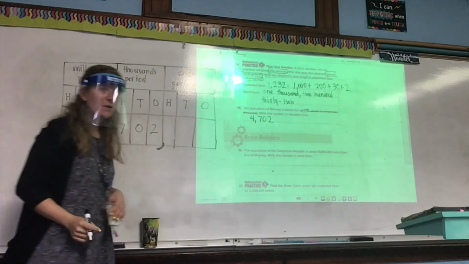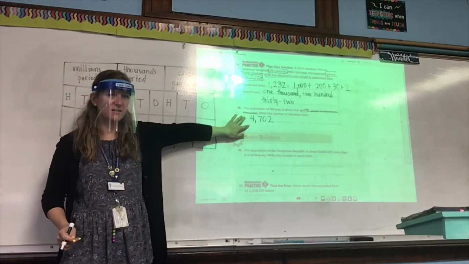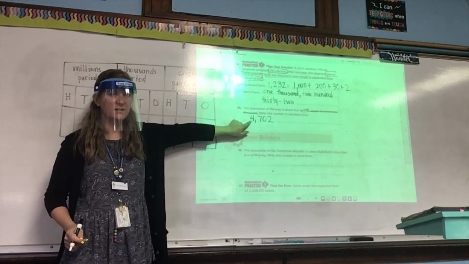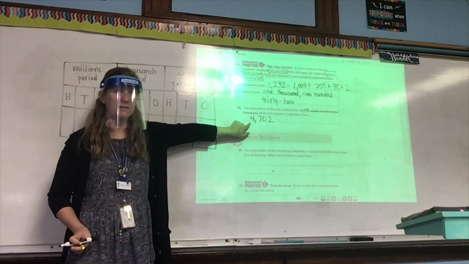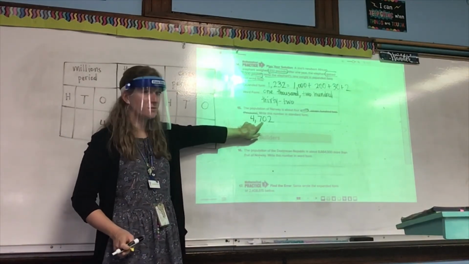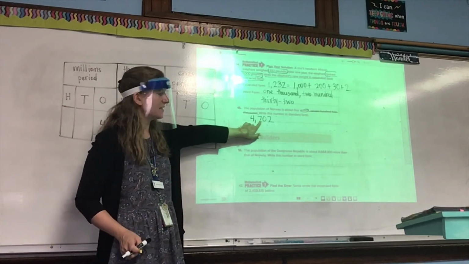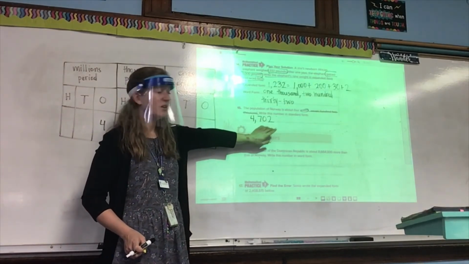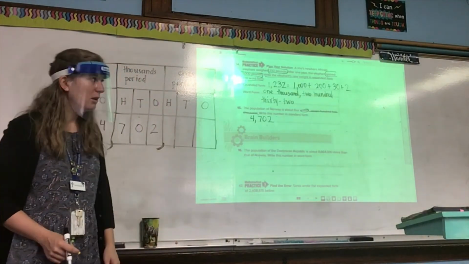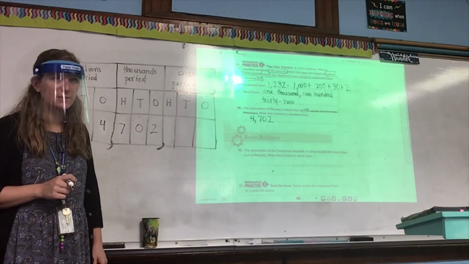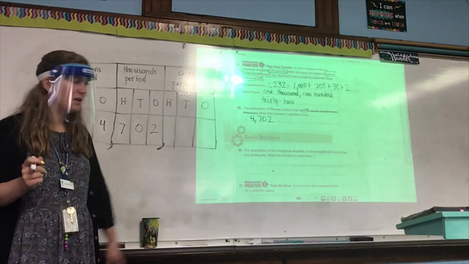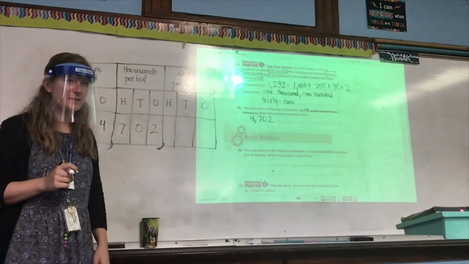Are we done? What is this number, Cullen? 4,207. You flip them. 4,702. If there were only 4,702 people in Norway, Norway would never be able to afford to keep running as a country. So what do we have to do to make sure that we don't make that mistake?